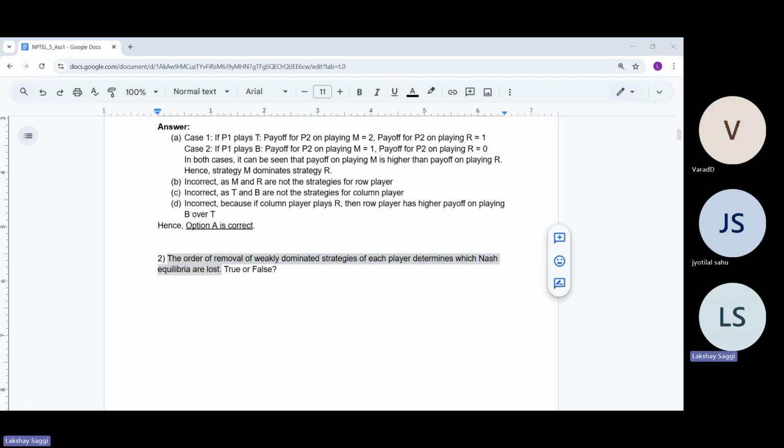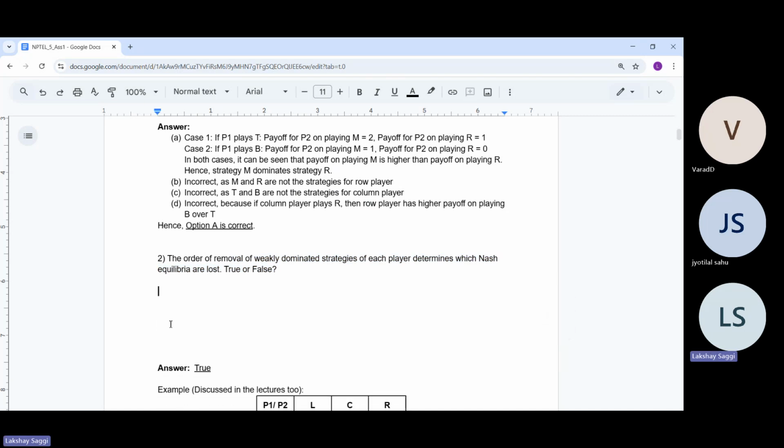Okay, so Varad is saying that it's false, but I think this statement is true. Varad, maybe I'll discuss this also. This is something which has actually been discussed in the lectures. Exactly this statement was discussed in the lecture. But I'll try to repeat the argument that was discussed in the lectures here also, so that if it was not clear in the lecture videos, then hopefully it becomes clear this time. So actually, this statement is true: the order of removal of weakly dominated strategies determines which Nash equilibria are lost.